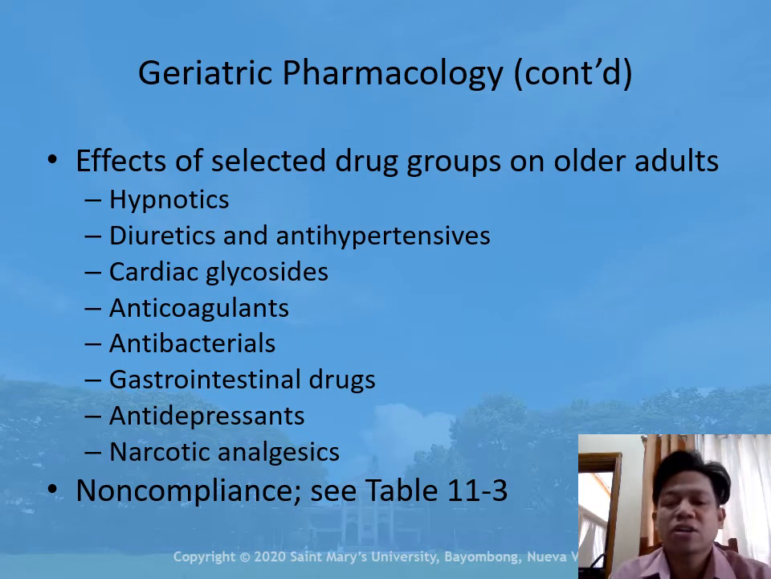Effects of selected drug groups on older adults. Diuretics, like the diuretic hydrochlorothiazide, HCTZ, or Hydrodiuril, is usually prescribed for the older adult in a lower dose. HCTZ is a potassium-wasting diuretic, so continuous use or high dosing of HCTZ can cause an increase in potassium loss.